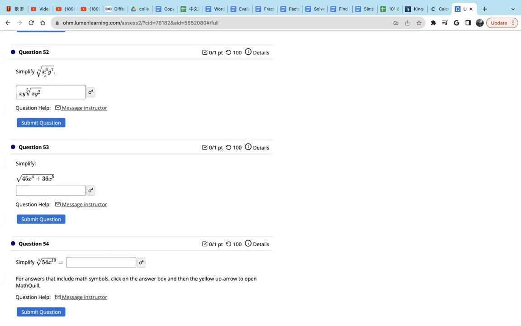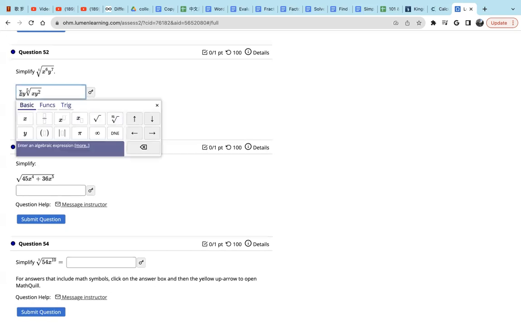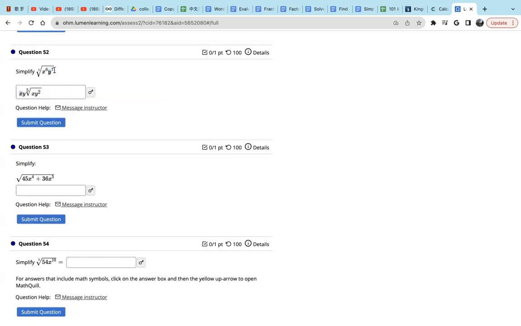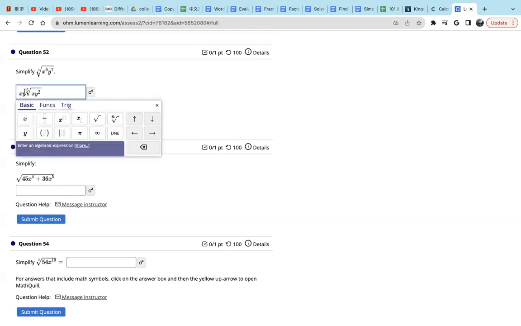So x raised to 6 splits into x raised to 5 times x. The power and index are the same, so x comes out. Y splits into y raised to 5 times y raised to 2. So y to the 5, with the index 5, so y comes out. Then x, y squared stays inside the fifth root.